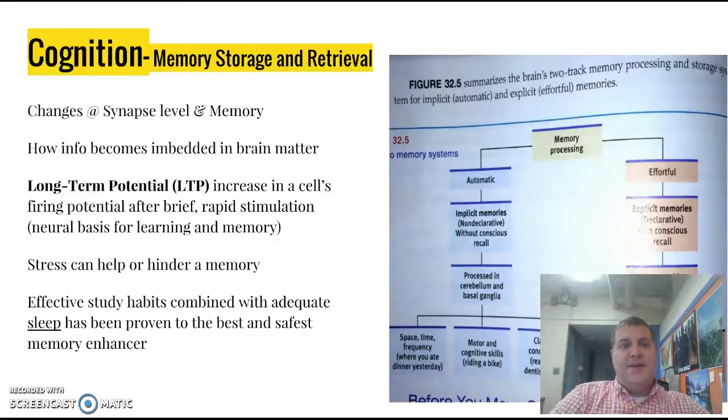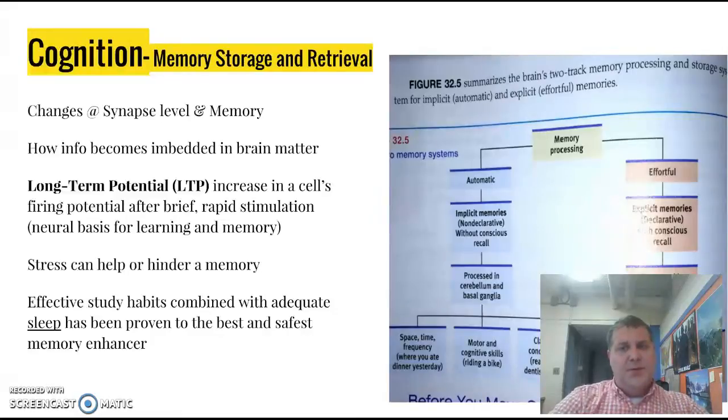Changes at the synapse level and memory, so how information becomes embedded into brain matter and how we actually get it here, is a little bit different. Long-term potentiation is an increase in cells firing after a brief, rapid stimulation. So we get really excited about something and we can remember it better. If we are not really excited about it, from my opinion, you're not going to really help it out as much. If you're stressed out during the day, sometimes that can help or hinder memory.